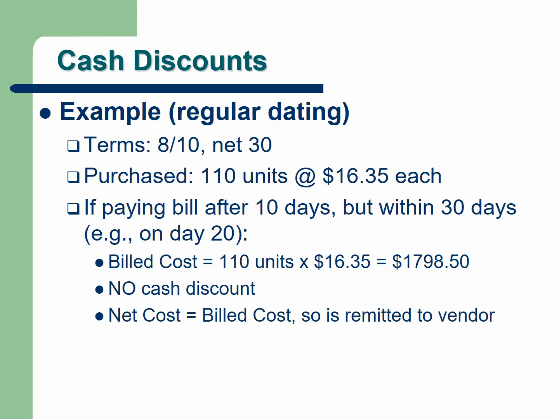That's the bill cost. But since the bill is paid on day 20, and you can get the cash discount only for 10 days after the invoice date, but you're paying on the 20th day, you're not going to get any cash discount, right? So zero cash discount is applied. So that means you will have to pay the entire bill of $1,798.5 as your net cost to be remitted to the vendor.